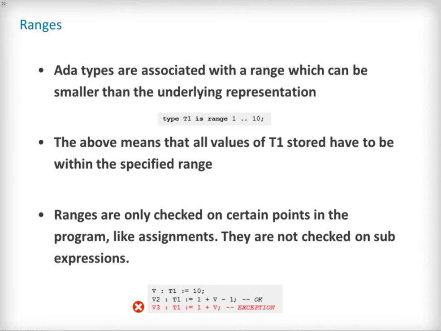Here we introduce an example of a type T1 that is given the range 1 to 10, and all objects of T1 can only have values within that range. The value is checked against the range at certain points in the program flow, such as during assignments, but is not checked on sub-expressions. The following code snippet provides an example of when checking takes place.